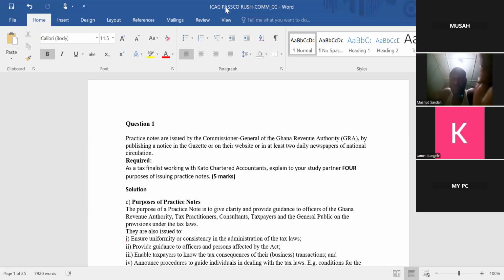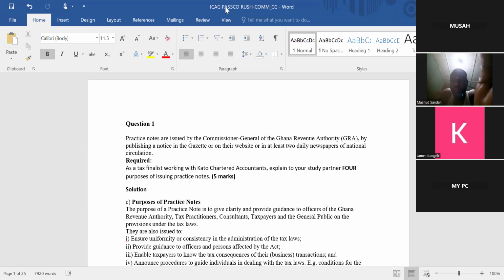Practice notes are issued by the Commissioner General of the Ghana Revenue Authority by publishing a notice in the Gazette or on the website or in at least two daily newspapers, national in character. And the examiner says that we are required as a tax finalist working with a chartered accountant, that's an audit firm, to explain to your study partner the purpose of issuing practice notes. This was the question that came.